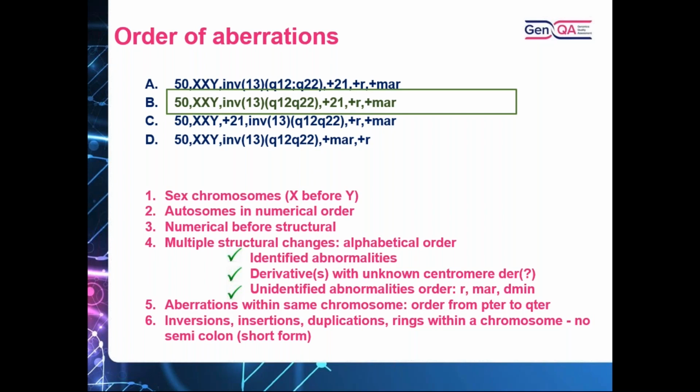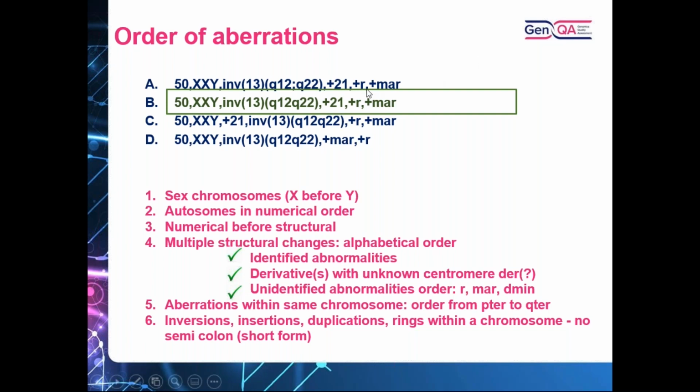Sex chromosomes obviously go first. Autosomes go in numerical order, so the inversion 13 has to go first. Numerical goes before structural only when it's the same chromosome. When it comes to identified abnormalities, the ring goes before the marker. I think that is it.